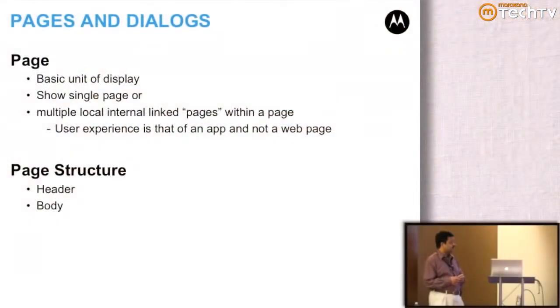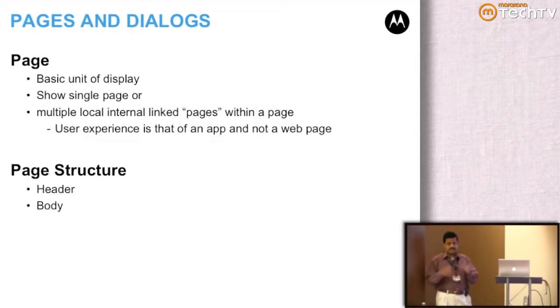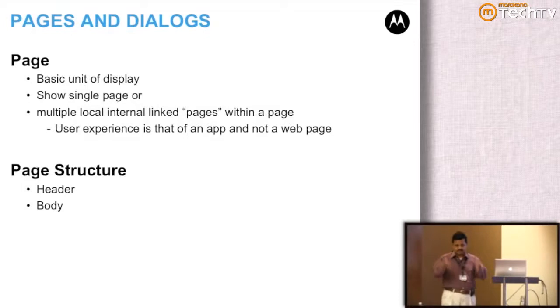So, let us take a look at some of the components. We do not have time to go through all of the components, but I will highlight some of them. Let us start with a page and a dialog. A page is basically what you think of as a page. It's what you see on the screen. It's the fundamental element.